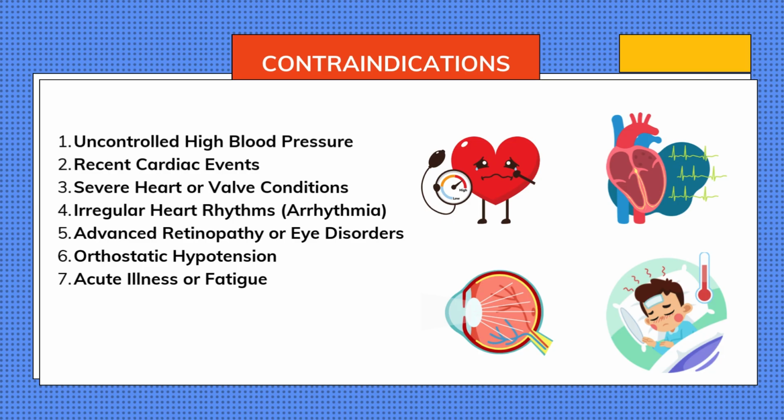Irregular heart rhythms, arrhythmias. Uncontrolled arrhythmias may worsen during exercise and increase the risk of complications. Advanced retinopathy or eye disorders. Avoid exercises that involve heavy lifting or intense pressure changes, which can harm delicate blood vessels in the eyes. Orthostatic hypotension. Activities involving sudden changes in position should be avoided to prevent dizziness or fainting. Acute illness or fatigue. During episodes of fever, severe fatigue, or acute infections, rest is essential to aid recovery and prevent further strain on your body.